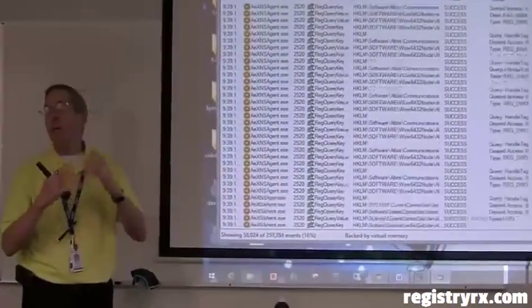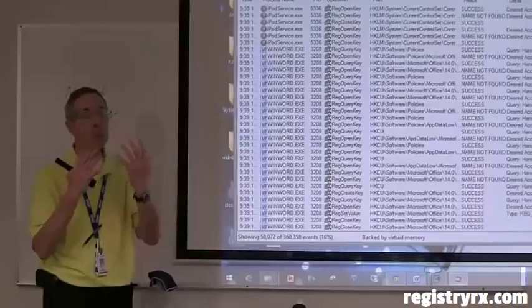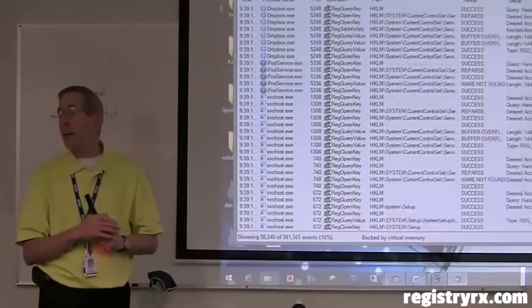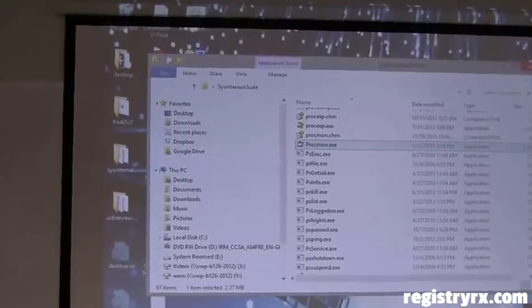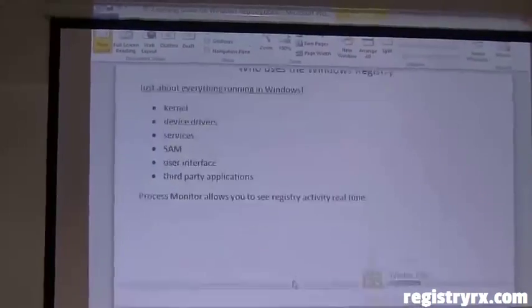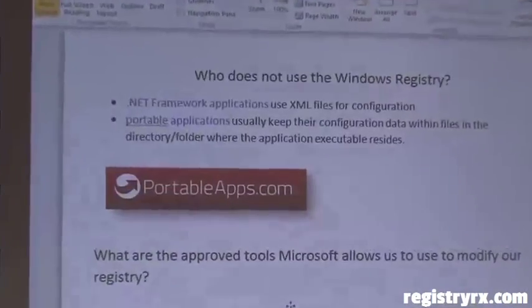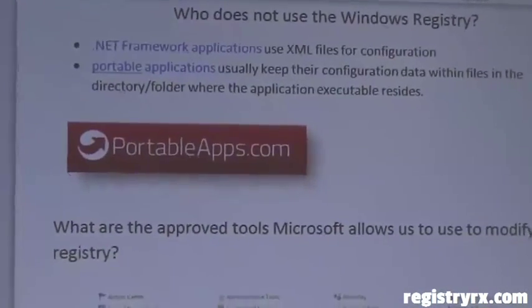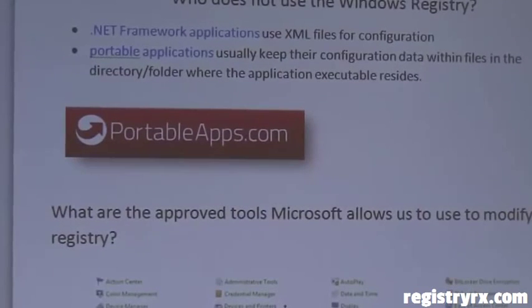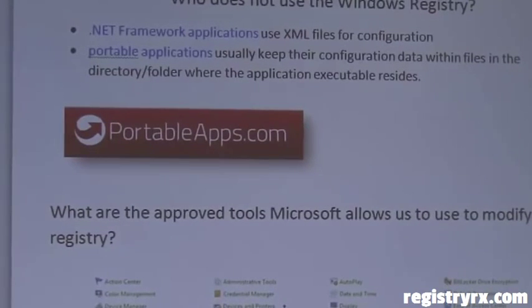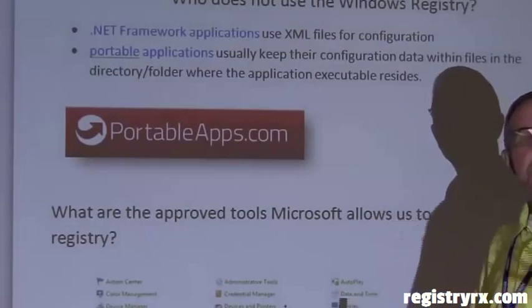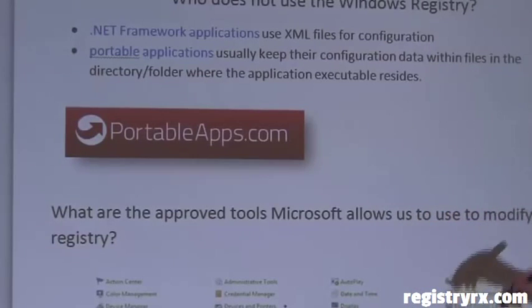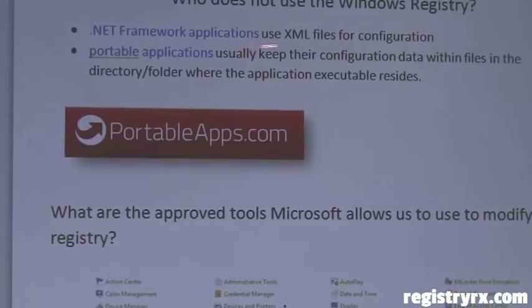If the registry is not working or not functioning or corrupted or missing elements, you are going to have a mess. So, do we want our registry to work? Yes. So, who does not use the Windows registry? I bet you didn't know this. Someone who's not on the computer. Let me ask you this. If no one's logged on, do you think the registry is busy? Yes. Oh, absolutely.